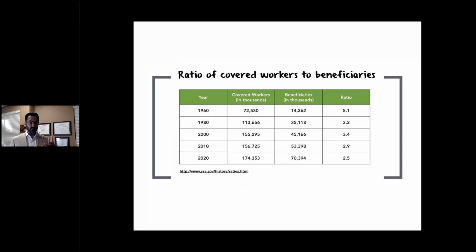And this additional chart shows you one of the issues with the Social Security system that we're facing today: the ratio of covered workers to beneficiaries of the Social Security system. So every Social Security beneficiary is covered by about 2.5 workers in 2020, or the other way around, for every 2.5 workers working and paying into the system, there's one beneficiary receiving benefits.